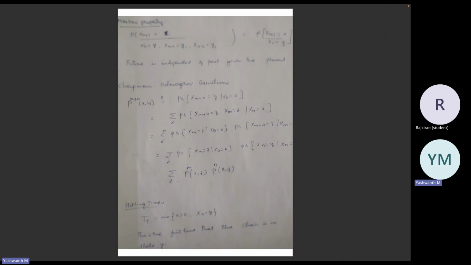Hitting times. What is a hitting time? You define the hitting time T_y as the first time you are visiting the state y. That's why it is the minimum of n such that X_n is equal to y. So X_{n-1} cannot be y. If T_y is equal to n, X_0 cannot be in y, X_1 cannot be in y, and so on, up to X_{n-1} cannot be in y. That's the meaning of T_y taking n. That's the first time you hit the state y.